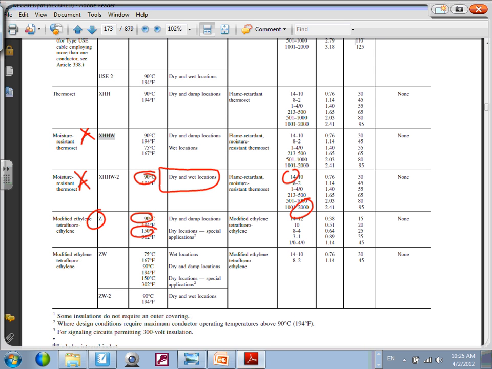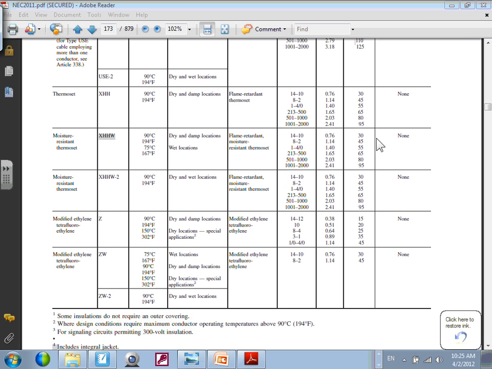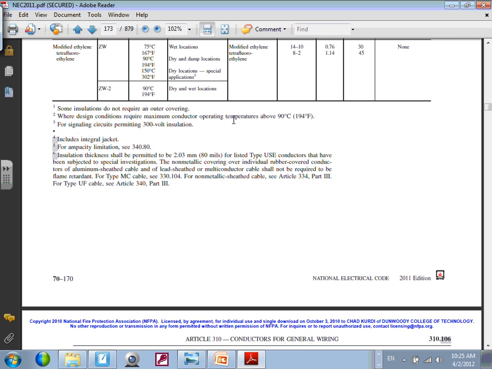Does everybody know that every single insulation that we use in the US, and what sizes this insulation has, is going to be in this table if it's 600 volt or less? You guys remember the SO cords? Do you find SO cord here? No, because SO is not a wiring method. SO is cable, cords. Cords are not permanent wiring methods, so you're not going to find it here.